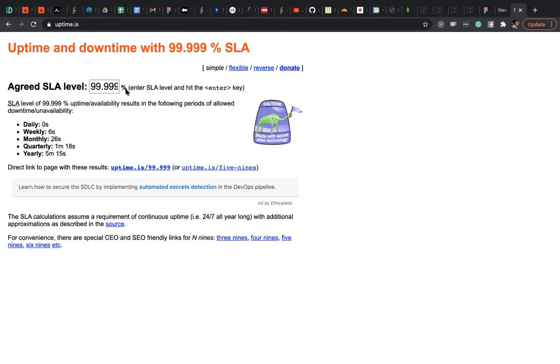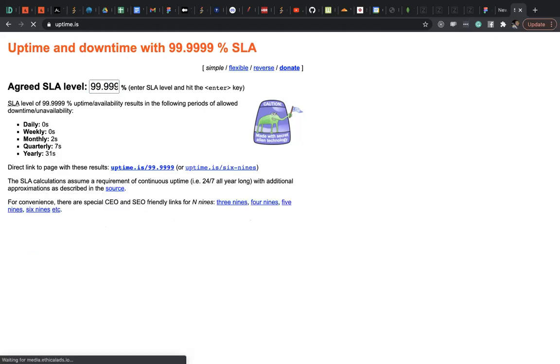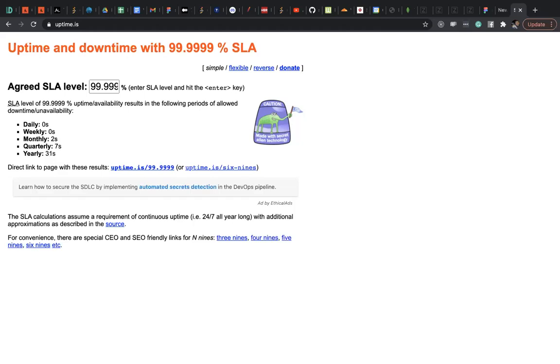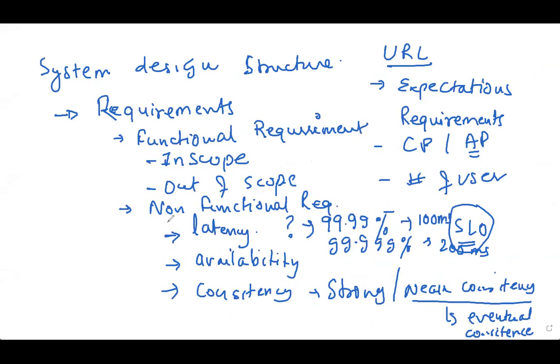So if you look at Cassandra, that actually gives us 6 nines, only 31 seconds downtime in a year, right? So that's the way you communicate your SLOs. And that is what you want for your system as well. So you have to define your system in terms of non-functional requirements, latency, availability, consistency, and those numbers can be defined in terms of SLOs like 99. And then you can always define low as well.